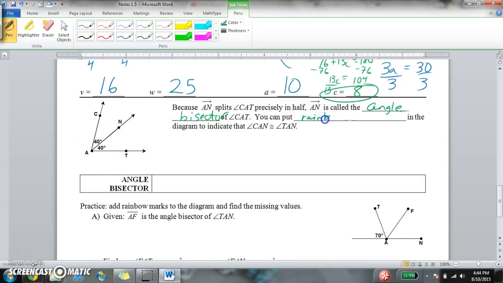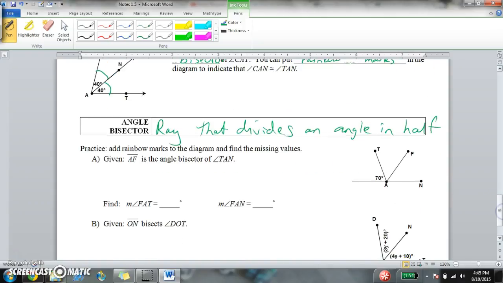And to mark that angles are congruent, we're going to use what we call a rainbow mark. So to mark segments congruent, we use tick marks or hash marks. We're going to make a little curved mark on these two angles, showing that those are congruent to each other. So again, an angle bisector is just a ray that divides an angle in half.